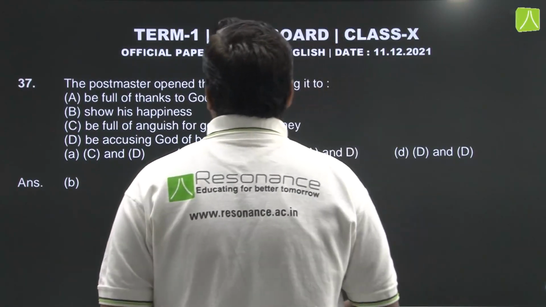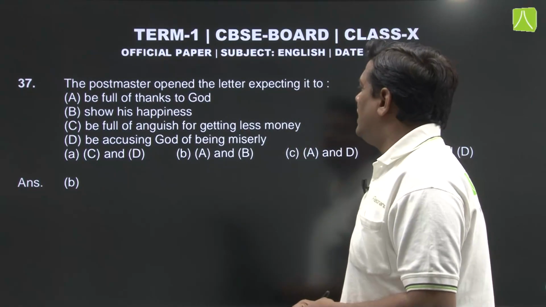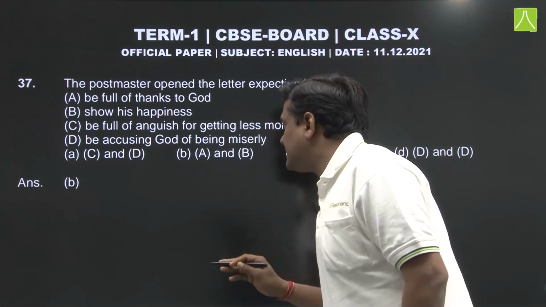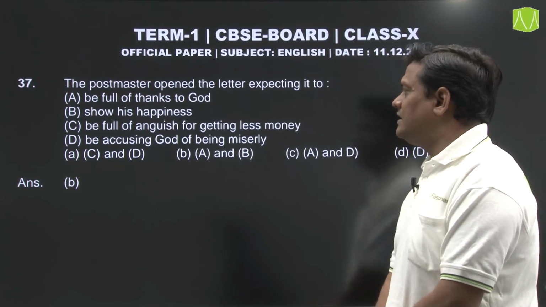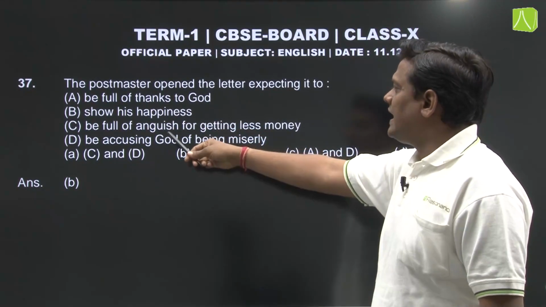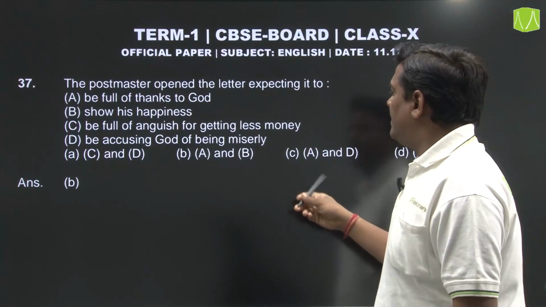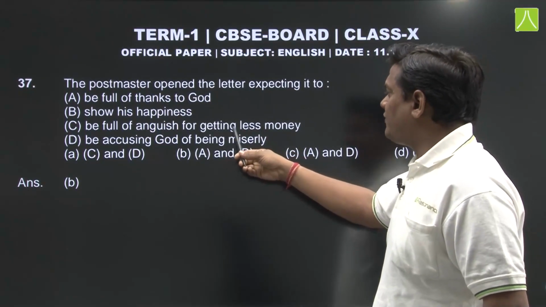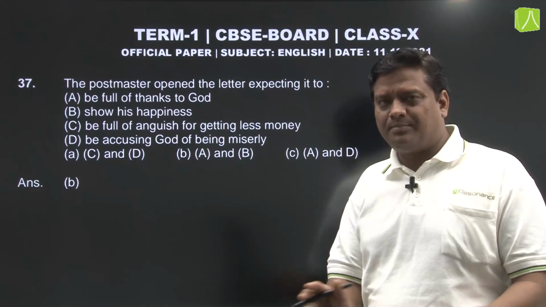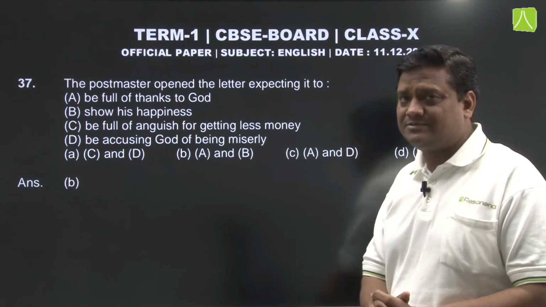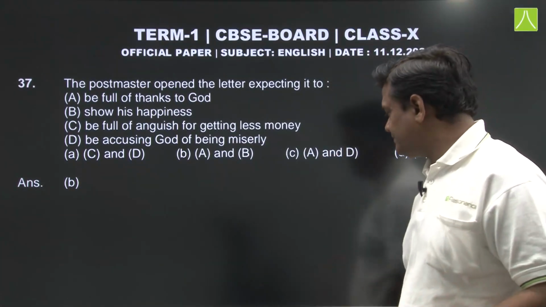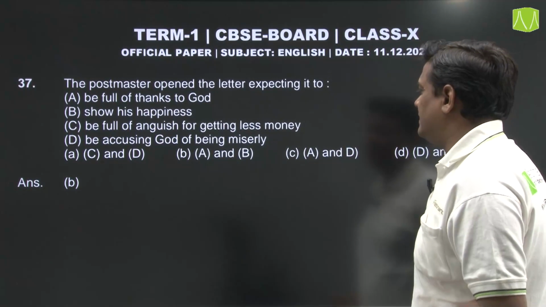Now the postmaster opened the letter expecting it to be full of thanks to God, show his happiness, be full of anguish for getting less money, or be accusing God of being miserly. So in this, option B is correct, A and B. Be full of thanks to God and be full of anguish for getting less money. Yes, because the postmaster and his employees helped Lencho. They collected 70 pesos. So he was very excited to see how Lencho reacted. So A and B are correct.